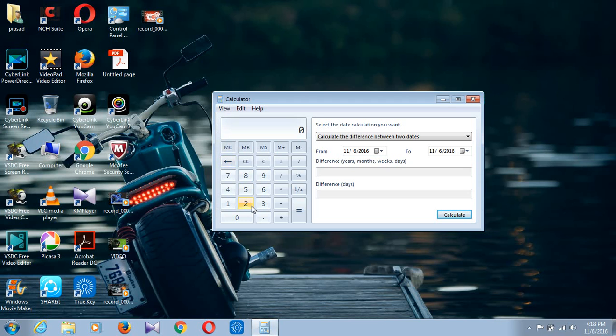In standard mode I can use the basic arithmetic calculation, like if I say 25 divided by 5, the answer will be 5. So this is the basic calculating program. We can have also scientific mode, programmer mode and statistics mode.